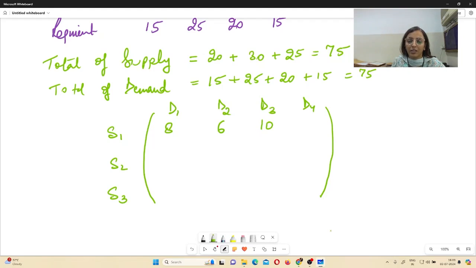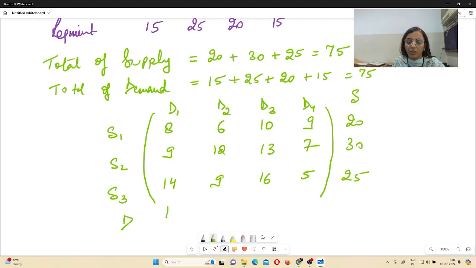Like 8, 6, 10, 9, it is given to you. Write down 9, 12, 13 and 7. Next we have 14, 9, 16 and 5. This is the cost matrix we have been given. And again we have the supply, that is the capacity, 20, 30 and 25. Over here we have the demand, 15, 25, 20 and 50.